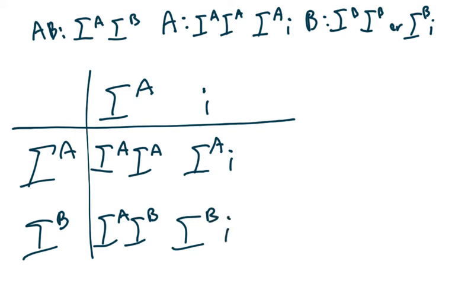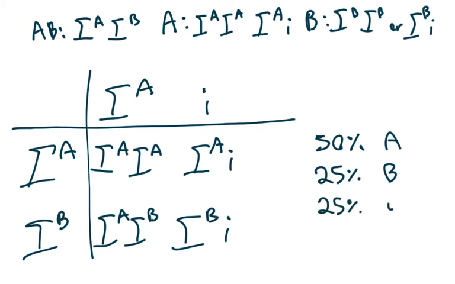So all the genotypes are different, but if we're looking at the phenotypes, we would have 50% probability of type A, we would have 25% probability of type B, we would have 25% probability of type AB, and we would have 0% probability of O.